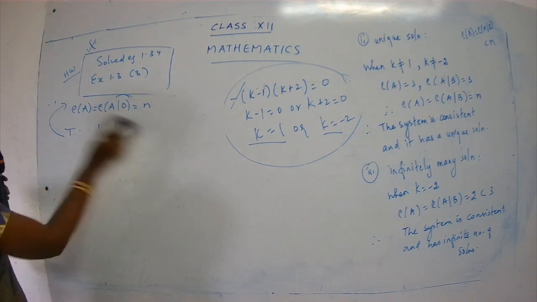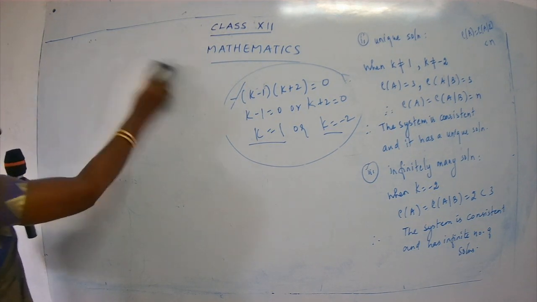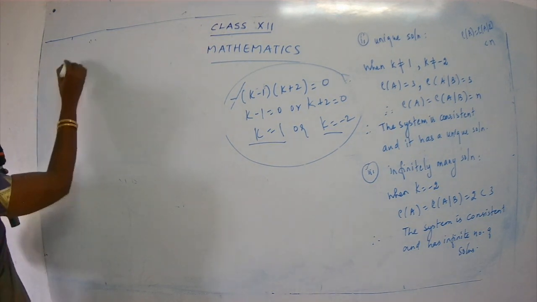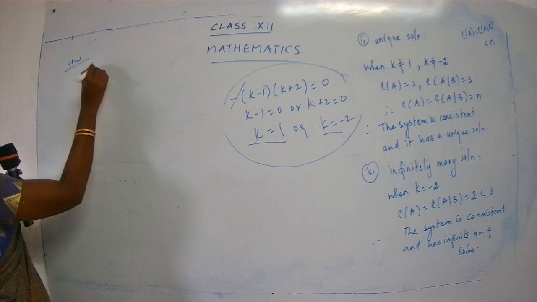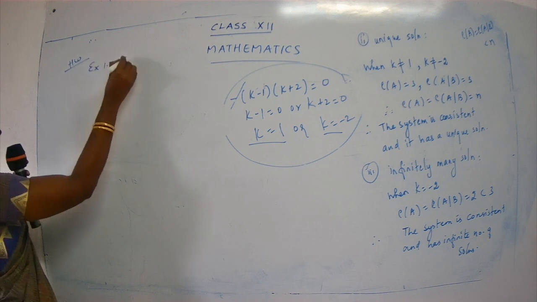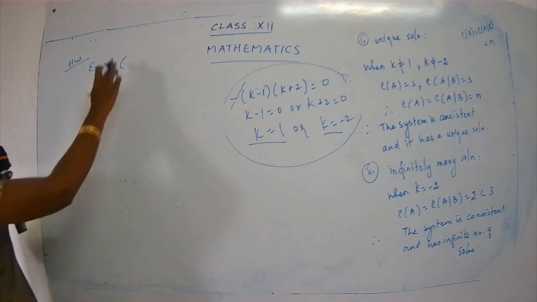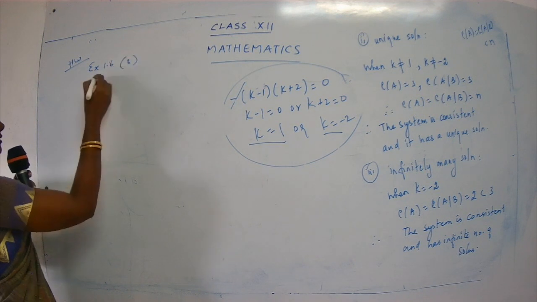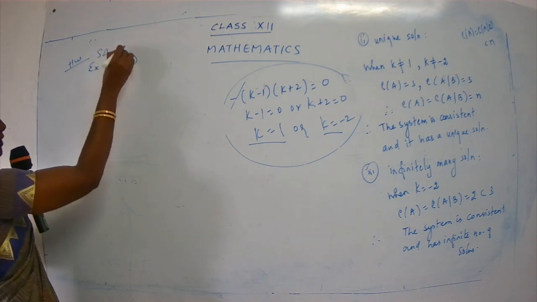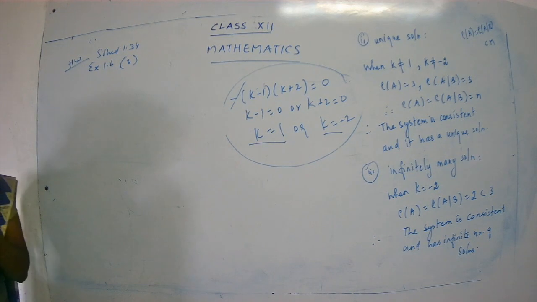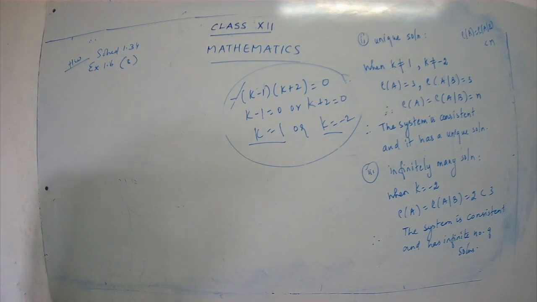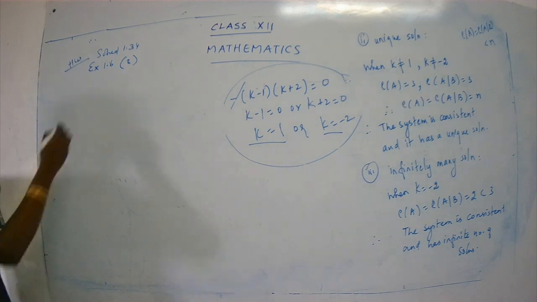So remember the conditions. Only 2 conditions you have to follow here. This is the important thing to be kept. Yes, children. Exercise 1.7, 1.6, third sum and solved example 1.34. Okay. Let's start with exercise 1.7.